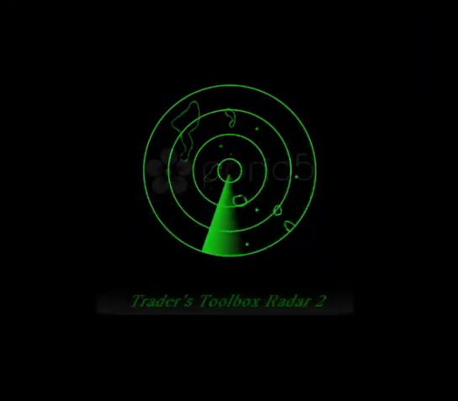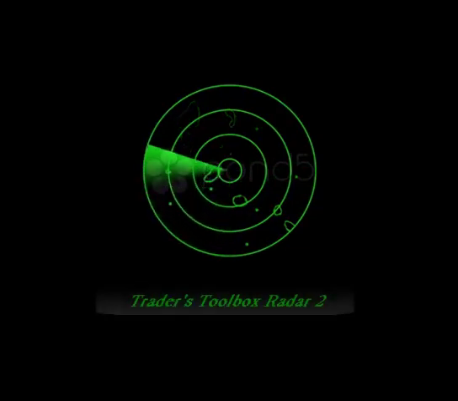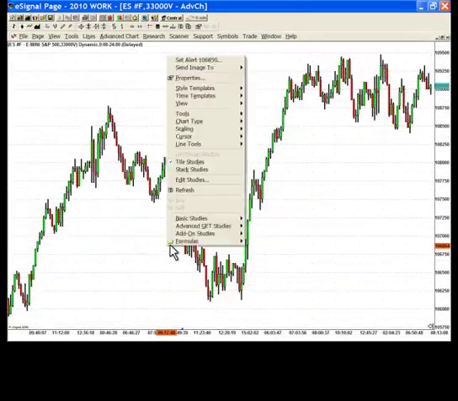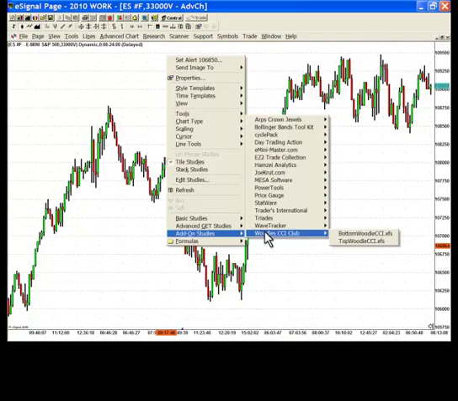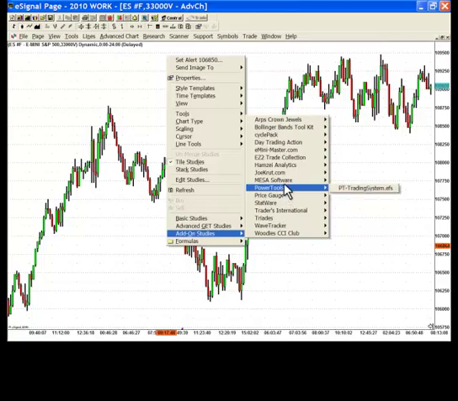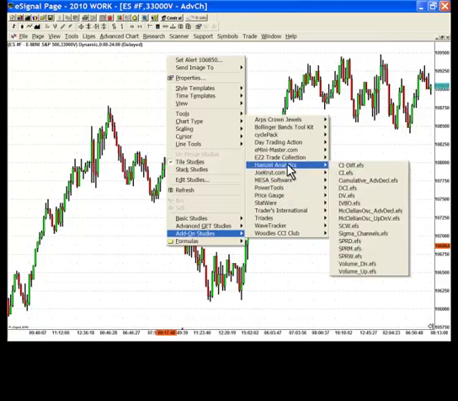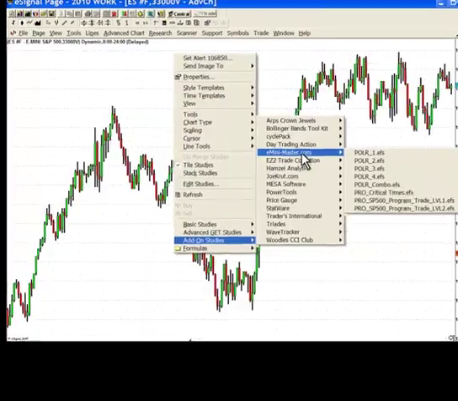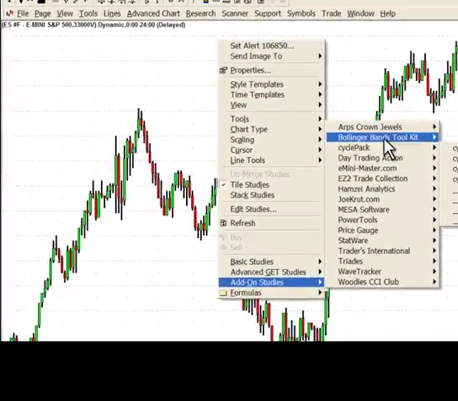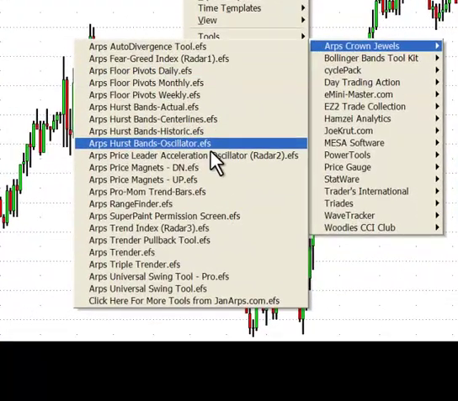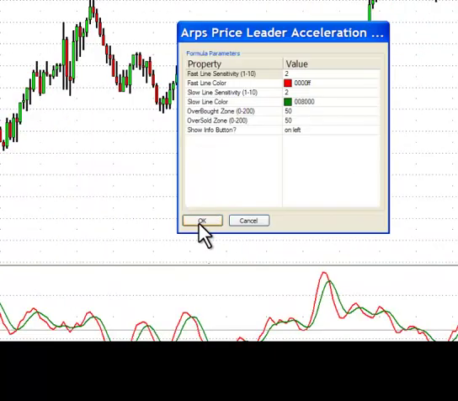to this short tutorial on the basic use and function of the Trader's Toolbox Radar2 acceleration oscillator, also known as the Arps price leader. These days, it seems there are a plethora of indicators, especially oscillators, on the market which follow price action with one twist or another. But the Arps Radar2 acceleration oscillator is unique in its ability to be a leading indicator of price movements. Thus, it has earned the moniker the Arps price leader.